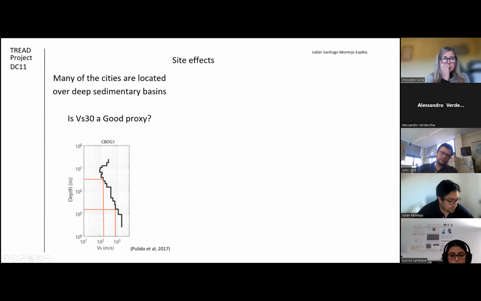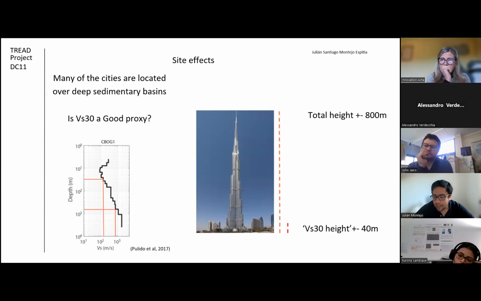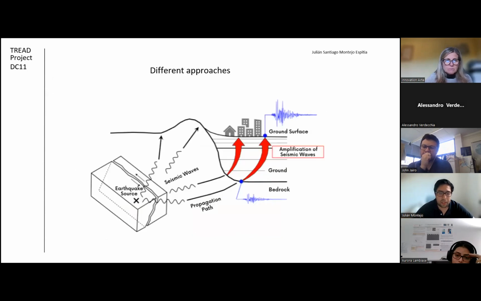Just an analogy: if we have the Burj Khalifa building, which is around 800 meters in height, probably we are not going to design that building taking into account just the first 40 meters. So we are neglecting in some cases up to 90% of the soils. So we have to see the impact of these methodologies.